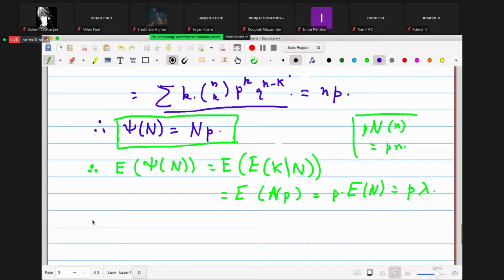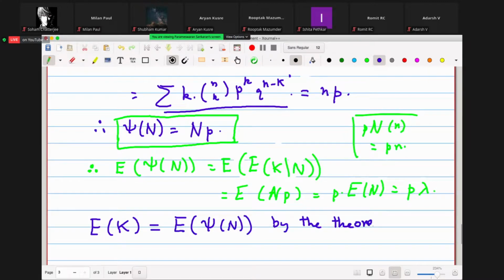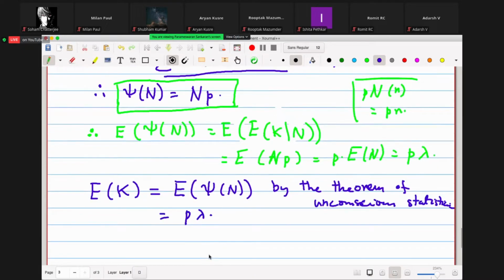So we needed to compute expectation of K. This is equal to expectation of psi of N, no? This is the expectation of it by the theorem of the unconscious statistician. So now we computed it: p times lambda. Is that clear?